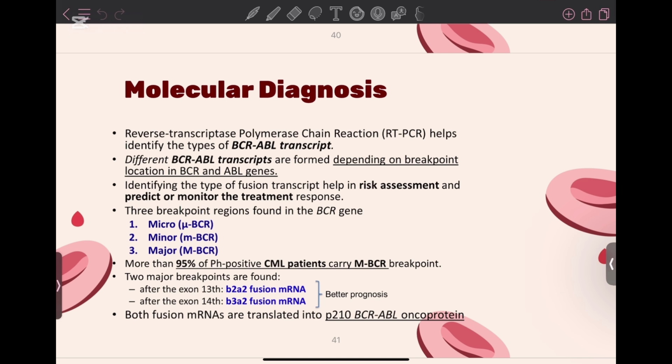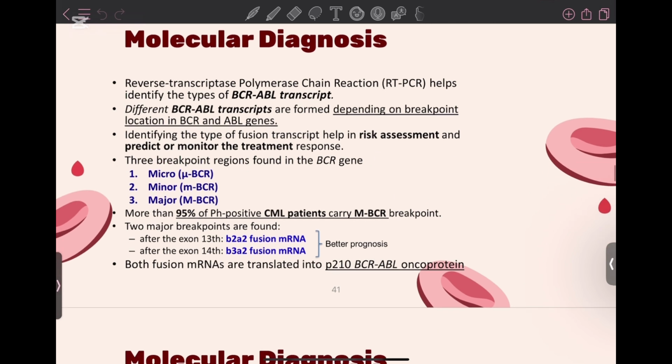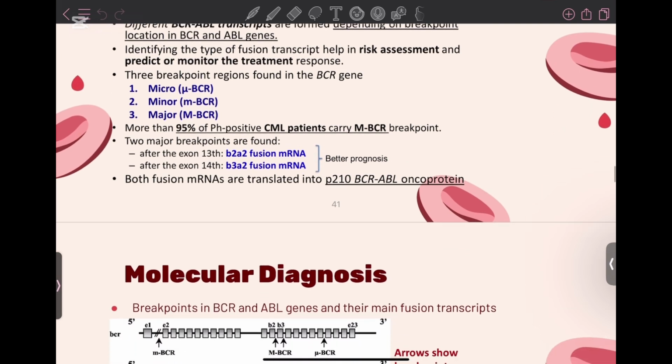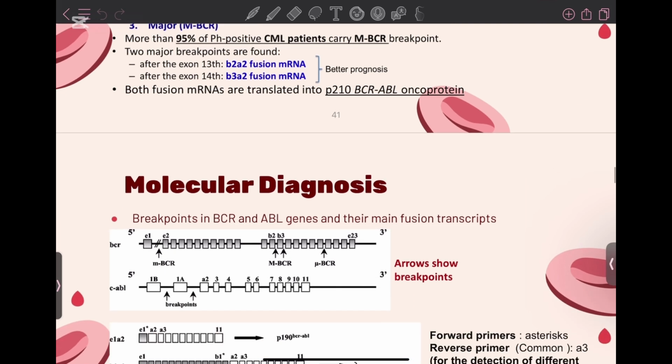Also, reverse transcriptase PCR is a very important molecular diagnosis because it's going to help us find the BCR-ABL transcript based on the breakpoint locations. These three breakpoints are very important: the micro, the minor, and the major. More than 95% are caused by the major breakpoints. And then they could be present either after the exons or after the introns. But here, since they're present after the exons, you're supposed to know these two. They tend to have a better prognosis. Then both fusions of the mRNA are going to be translated into the P210 BCR-ABL oncoprotein.